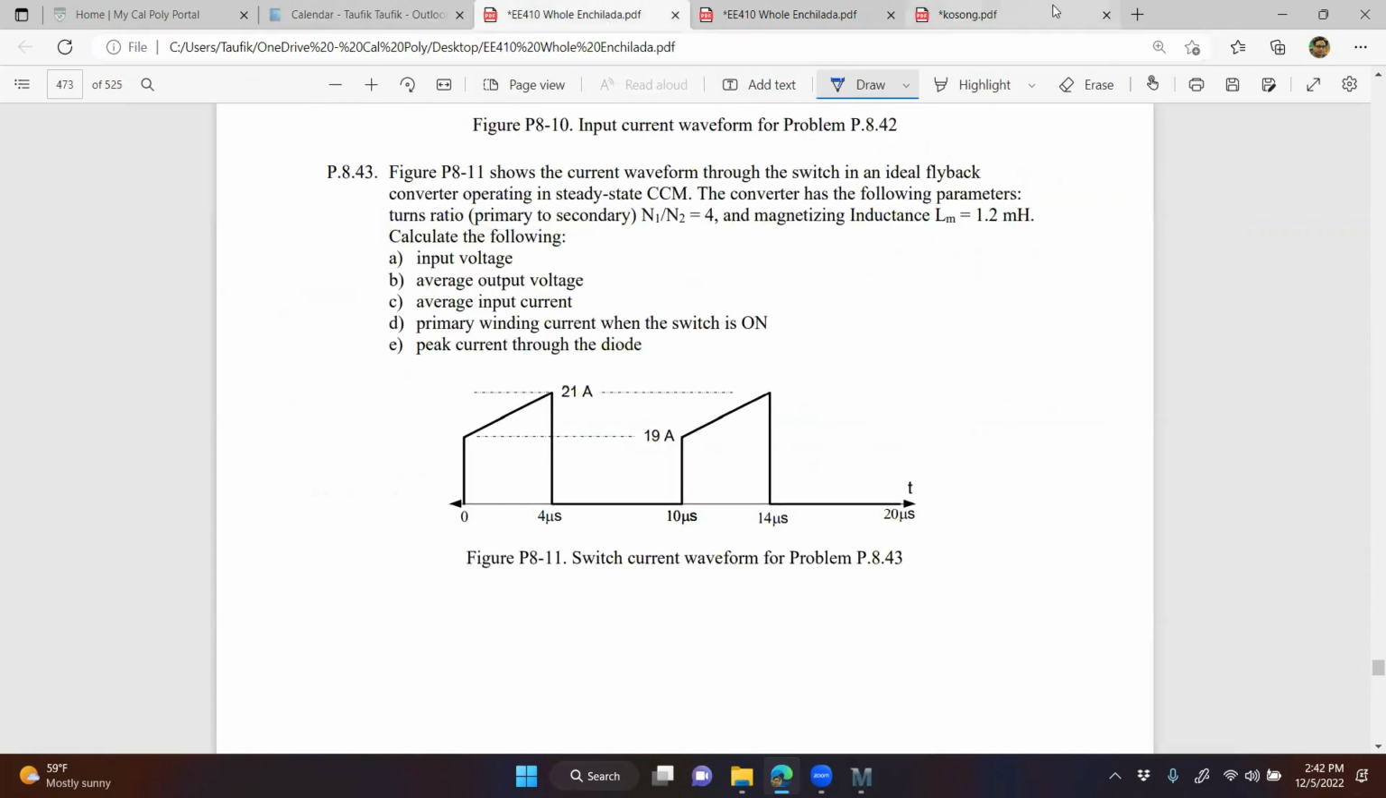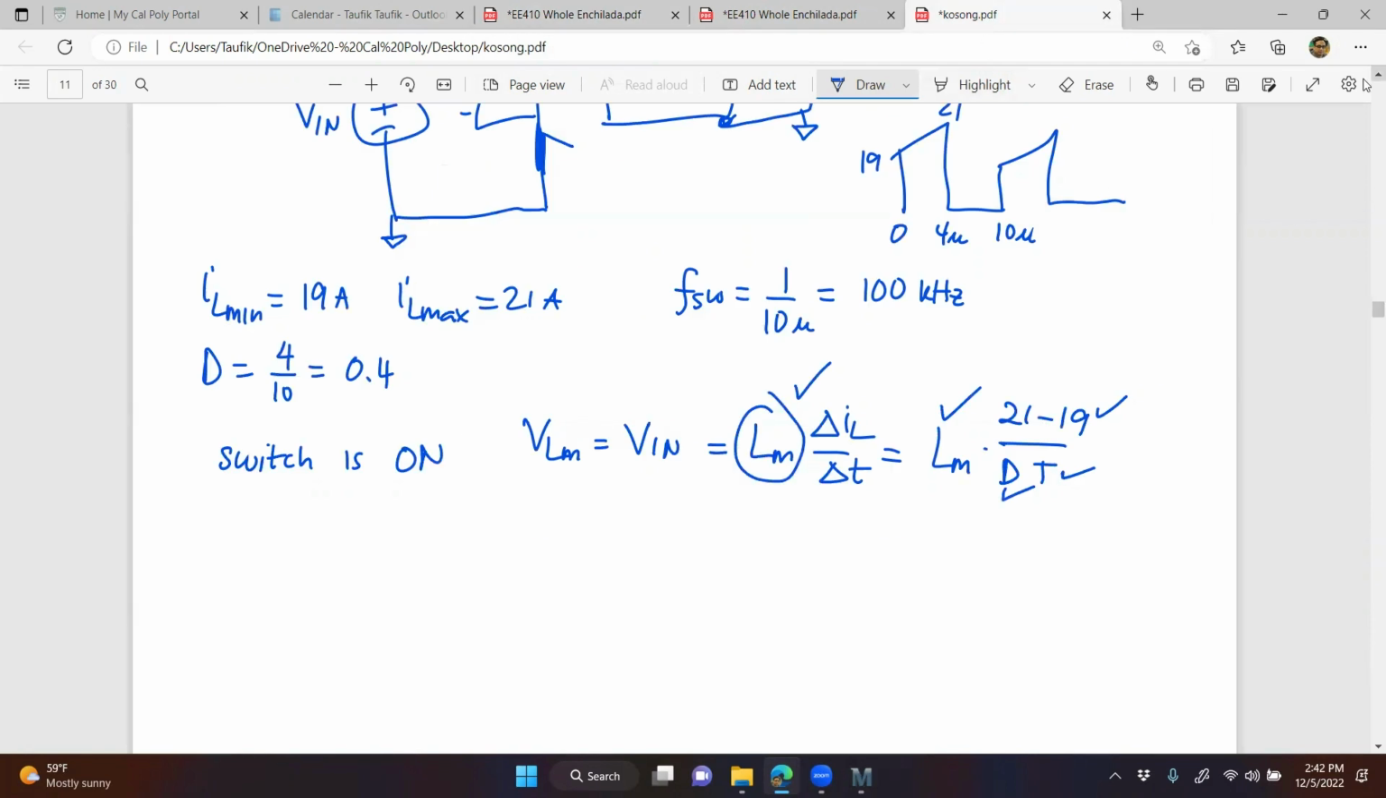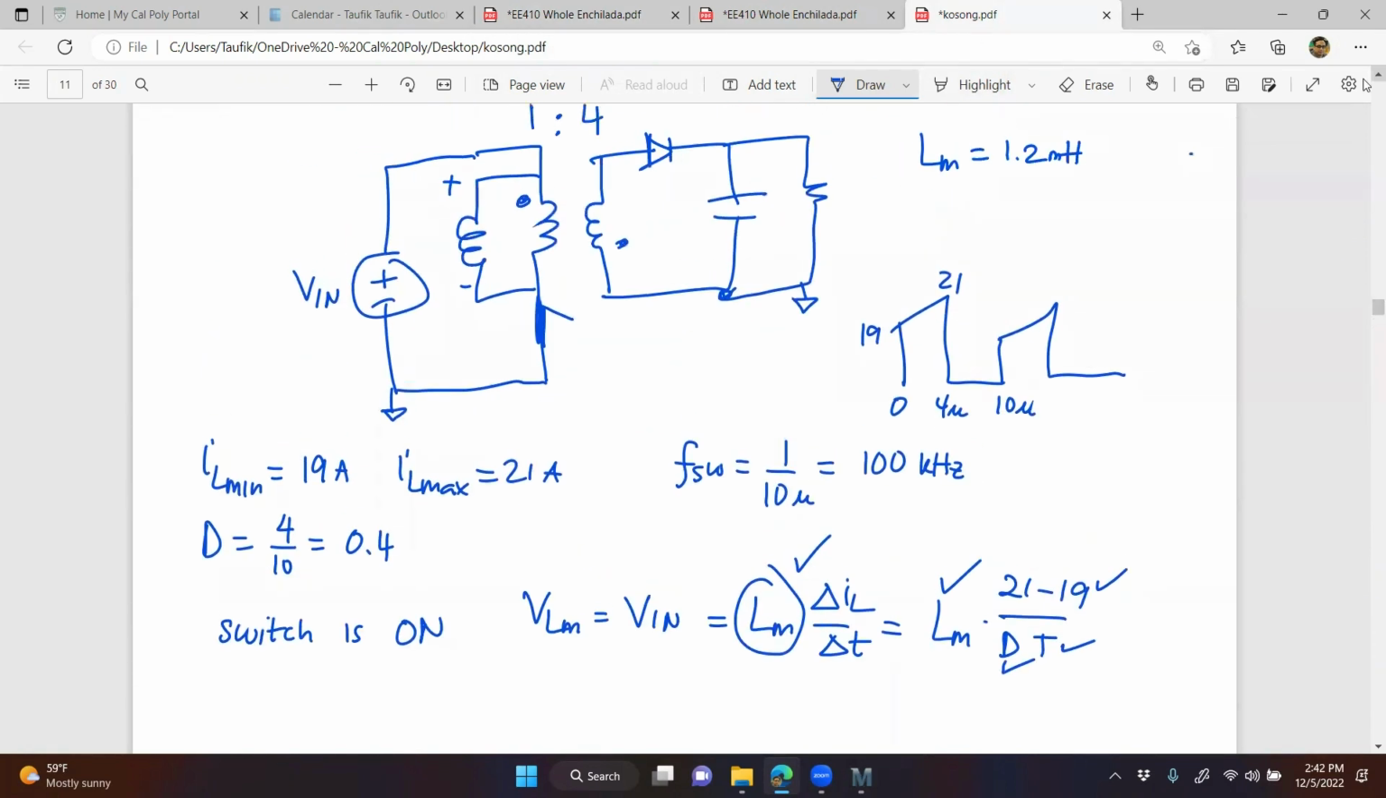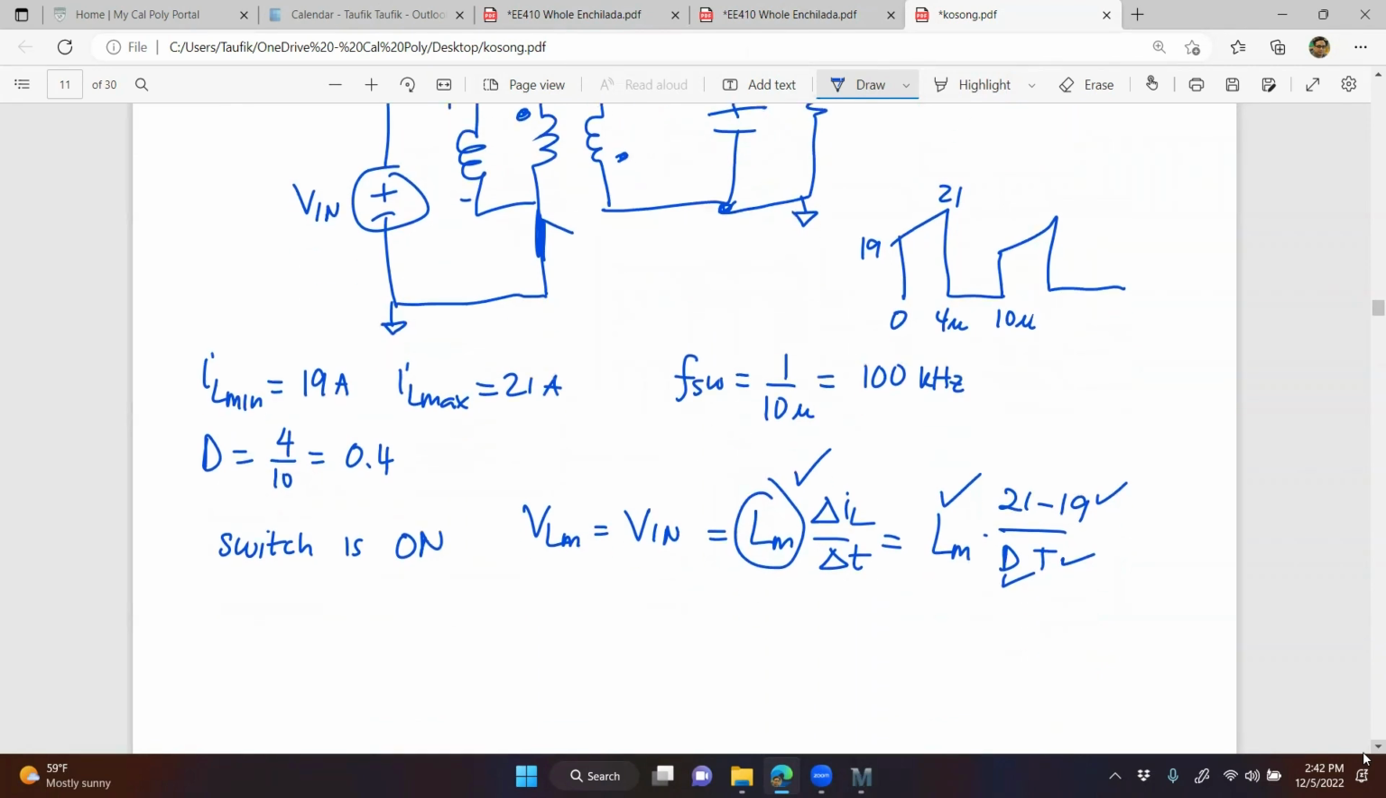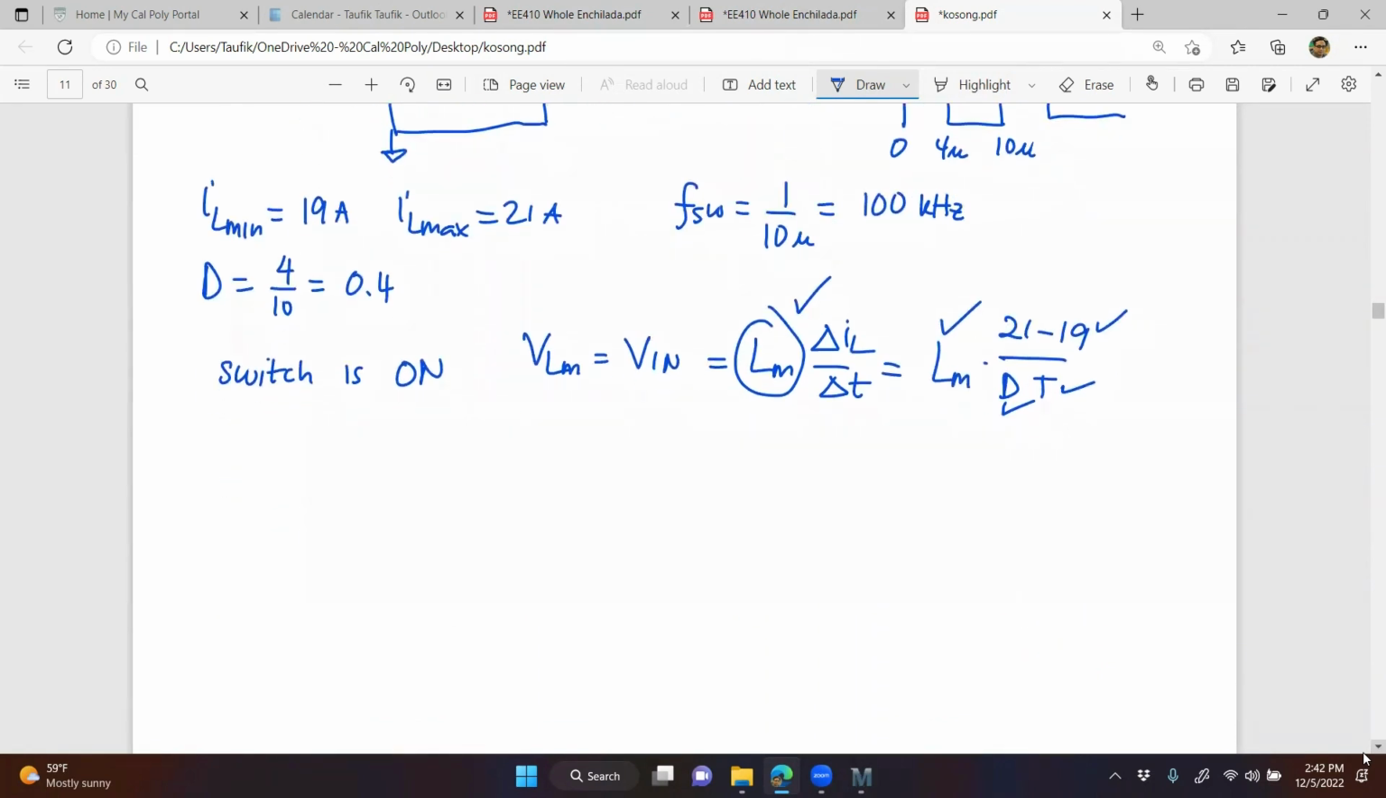Part B, average output voltage. Once you know V in and once you know the duty cycle, so this is V in already. Part B asks for V out average, which we can get: V in times D over 1 minus D times N2 over N1.